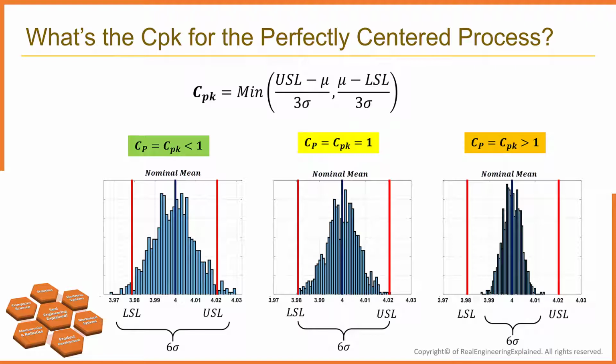Let's go back to the previous histograms. In each of these situations, the CP is equal to CPK because it's a perfectly centered process. For the first case, both CP and CPK are less than 1. The second one, both equal to 1. For the last one, CP and CPK are more than 1.